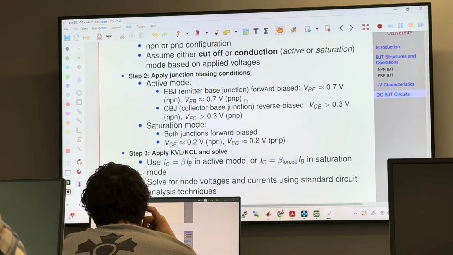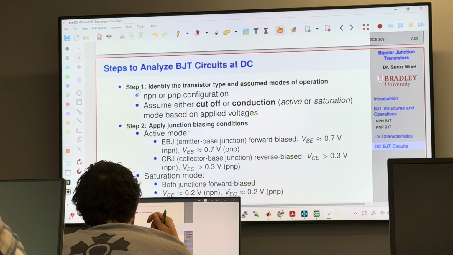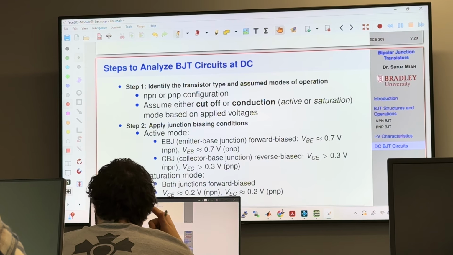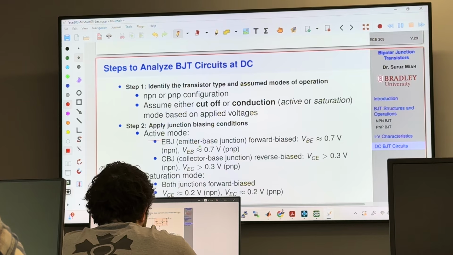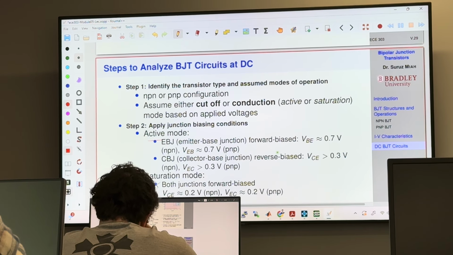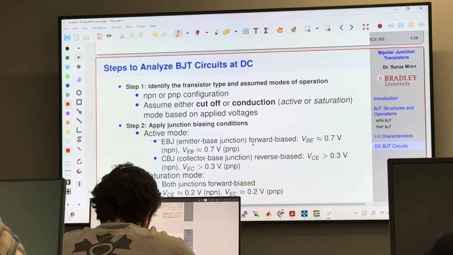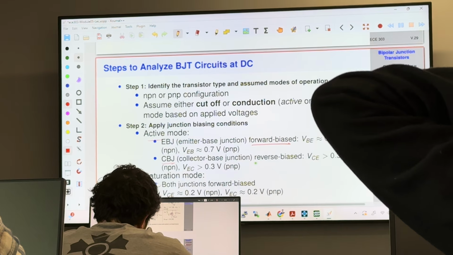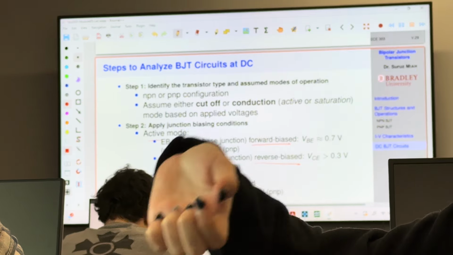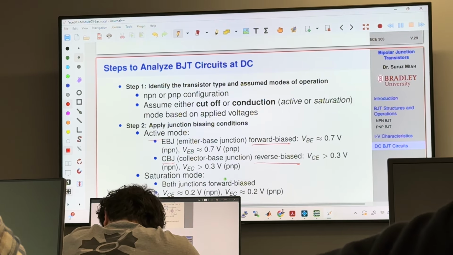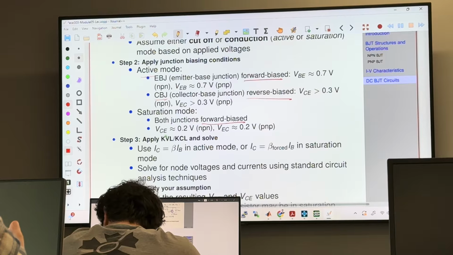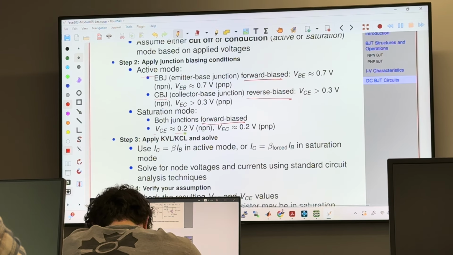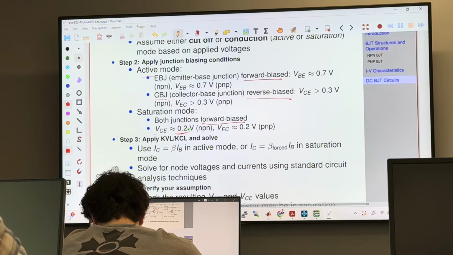So here in this slide, I have just summarized. Now here is also a summary of the steps to analyze. So you have applied junction biasing condition, active mode. You have emitter-base junction forward bias, and collector-base junction reverse bias. For PNP it is different, but you don't focus on PNP. I just summarized it in one slide nicely. In saturation mode, both junctions are going to be forward bias, and collector-base voltage is going to be 0.2, which means almost 0 volt.